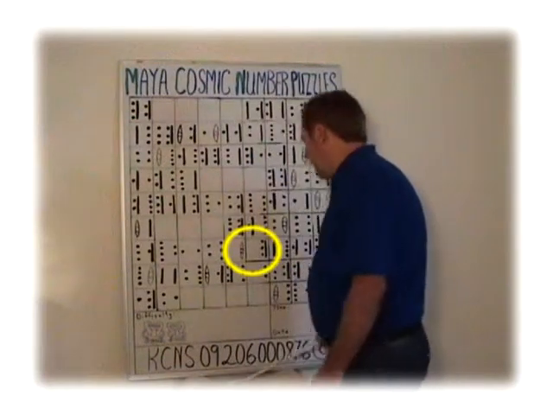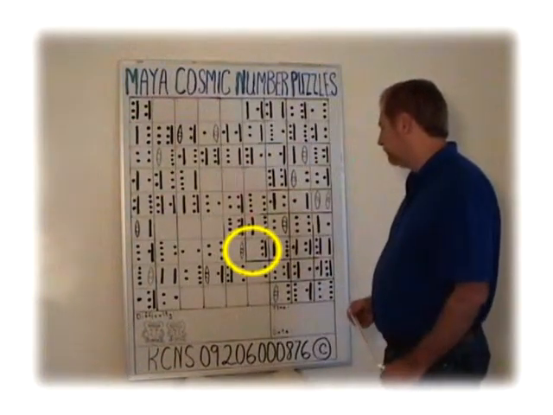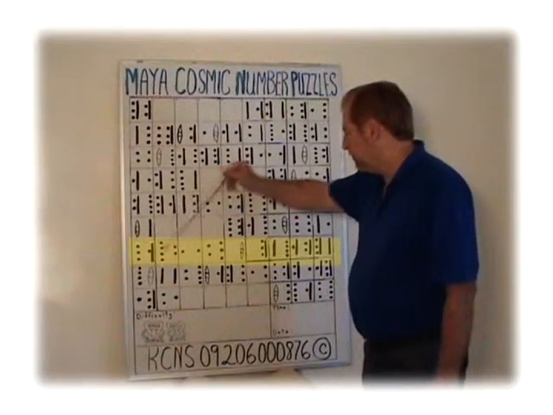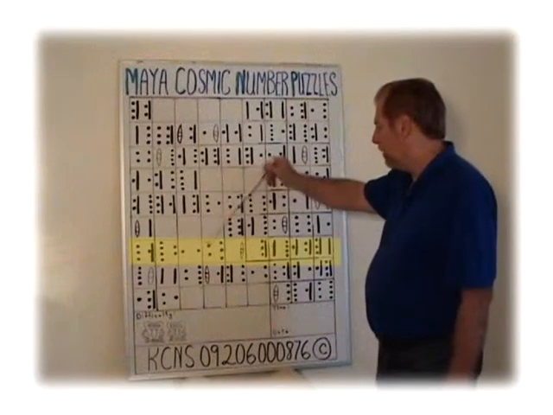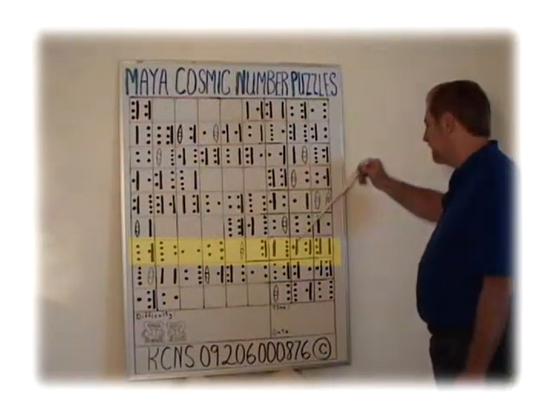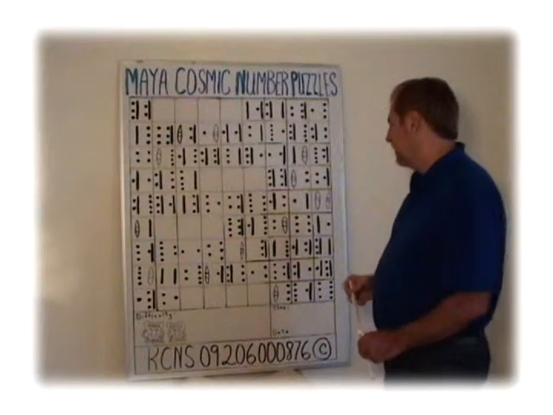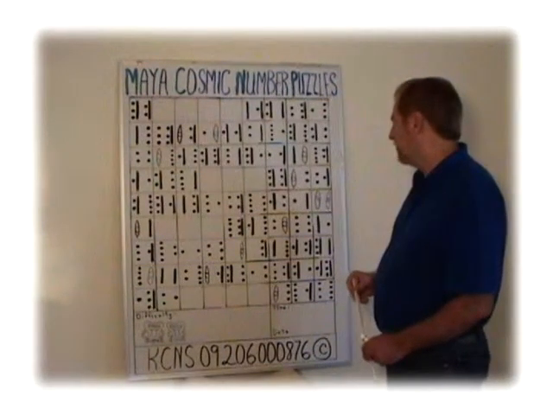On the left side, we see that we have a 3, we have a 4, a 1, a 2, a 5, a 6, and an 8. We are missing the 7 and we're missing the 0.